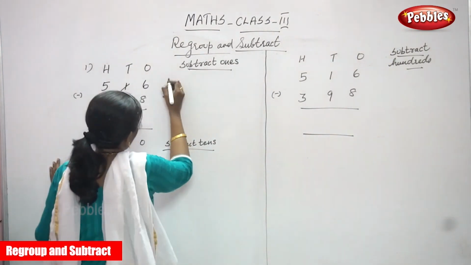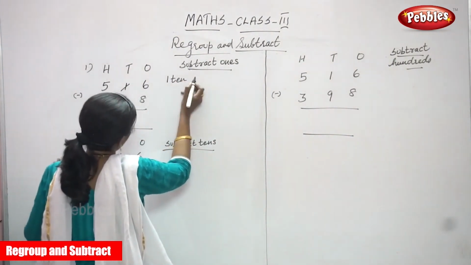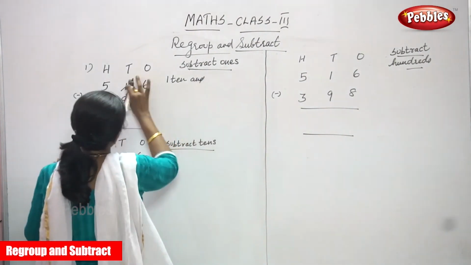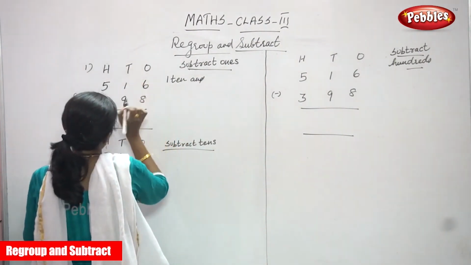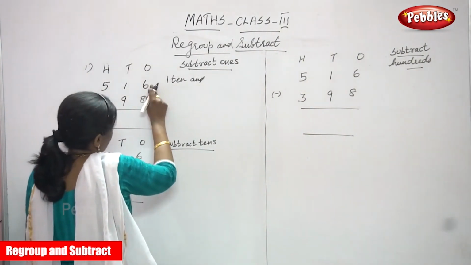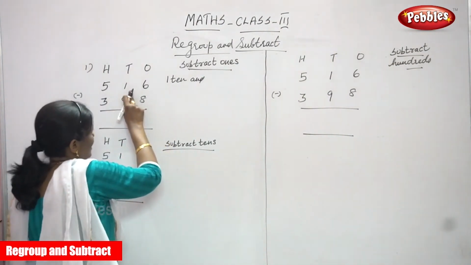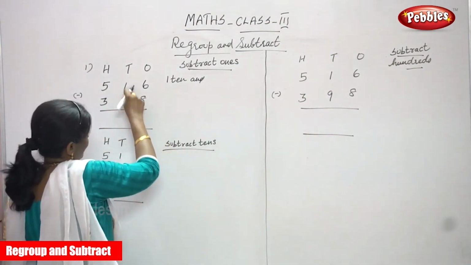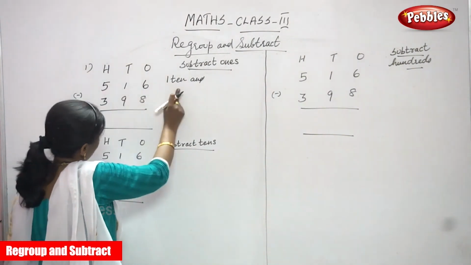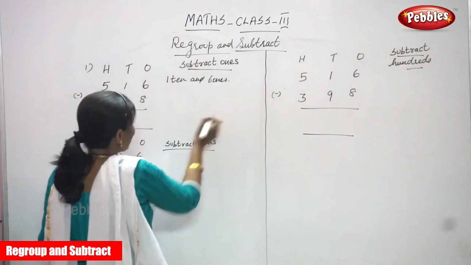So we have to write first, regroup itself. So what are you going to do? We have to borrow from tens because 6 is a smaller number and 8 is a greater number, so you can't subtract. So what is the number in tens place? 1. That is what I have written, 1 ten and 6 ones. Okay, 1 ten and 6 ones.